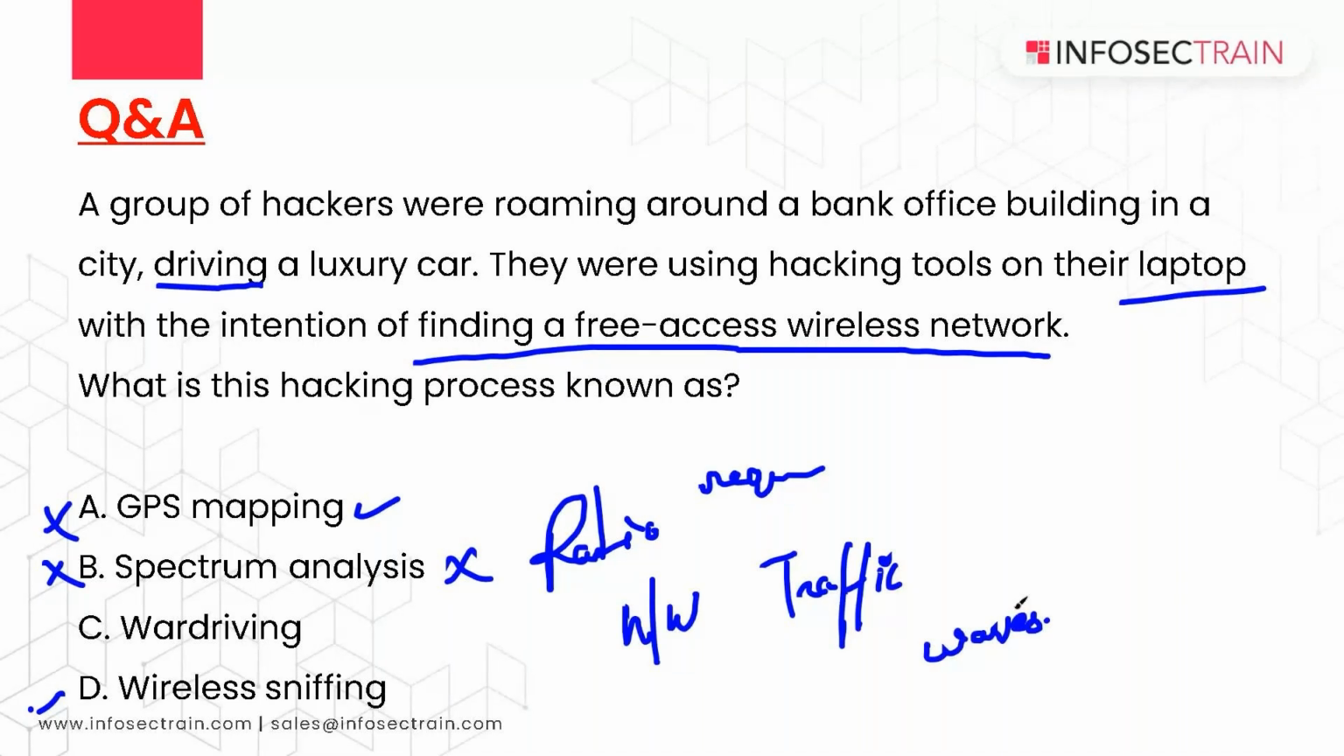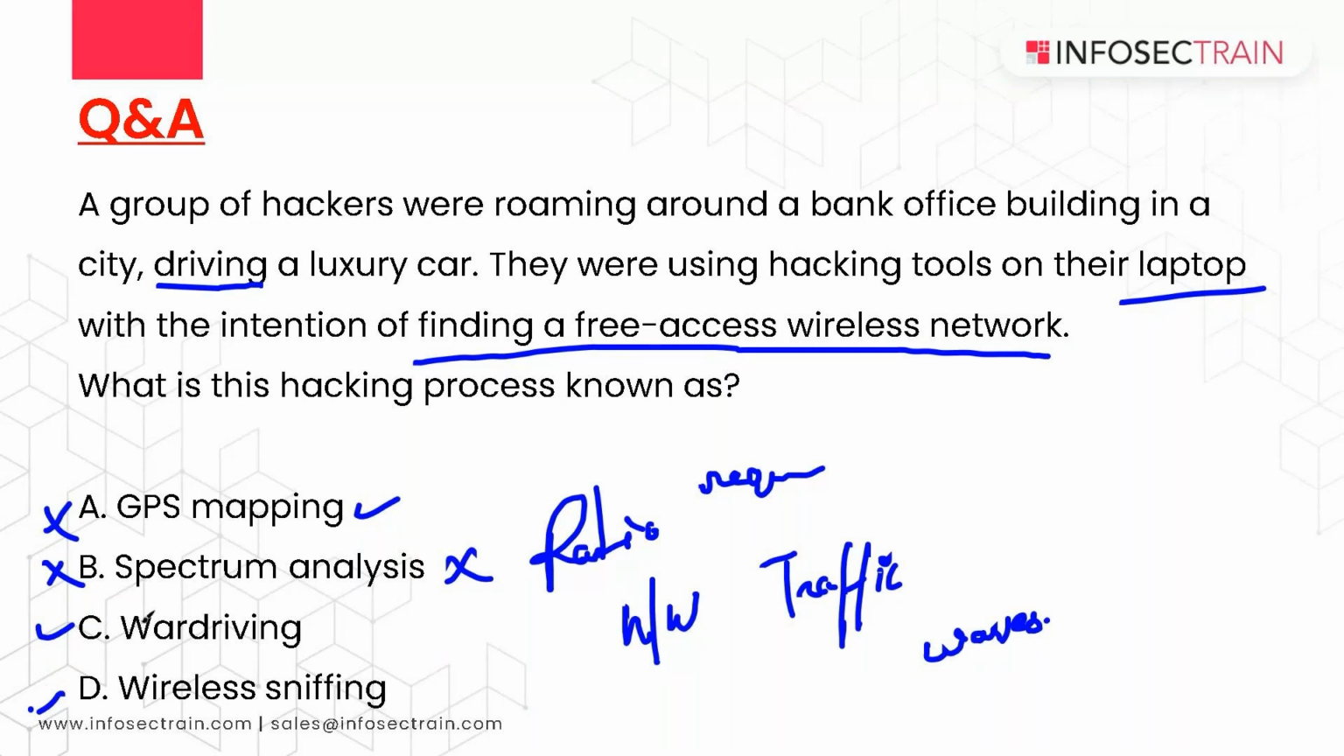Right? So over here, this is also the incorrect one. After this, we are left with option C, which is war driving. In war driving, the attacker will be driving around in his car, searching for a free Wi-Fi network. That is what is known as war driving.